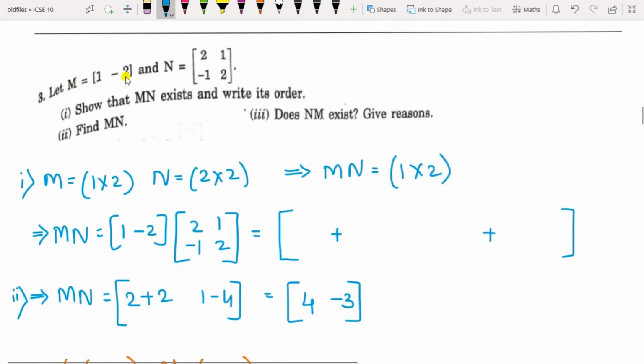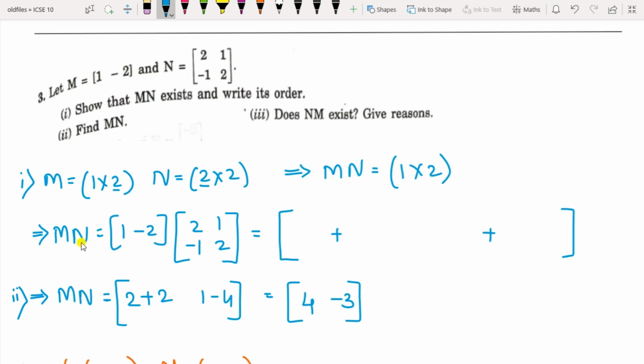Let M is 1 minus 2 and N elements are 2, 1, minus 1 and 2. Show that MN exists and write its order. So here you have to write the order of M, it is 1 by 2, 1 row and 2 columns, and order of N is 2 by 2, that is 2 into 2. So MN will exist as this column and the row are same, they are equal, and therefore the resultant order of MN product will be 1 into 2, that is the order for MN.